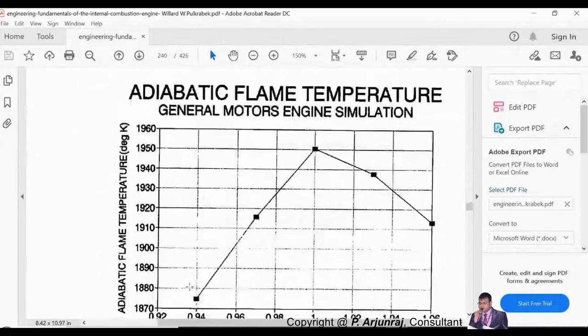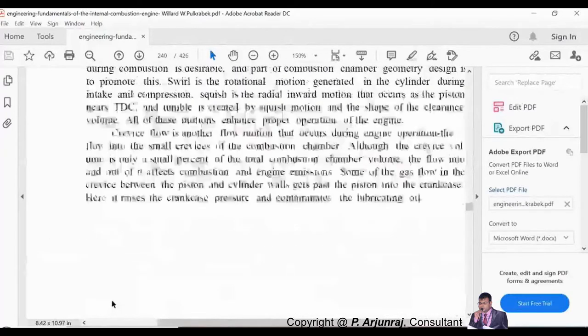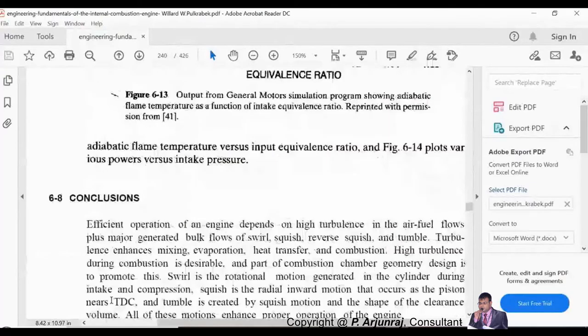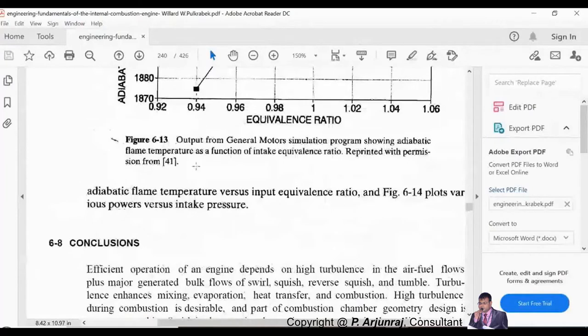And again, you need to consider the adiabatic condition. There is no heat loss you need to consider during the simulation. So all these details are given there. You can look into chapter number 6 of William W. Pulkrabek. And there is one more book by John B. Heywood. I will explain that.